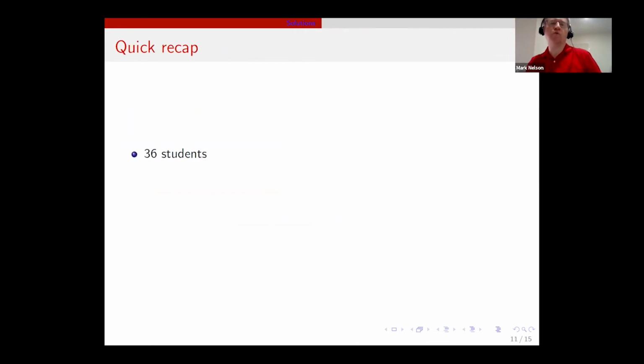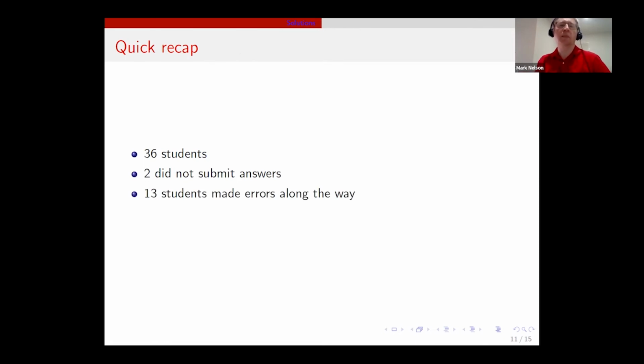Let's just have a quick recap. So I've got 36 students doing this question in an exam over 2 years. 2 students chose not to answer this question. 13 students made errors along the way. That meant that 21 students did everything correctly. So 21 students should have got the right answer. But I already mentioned that only 6 students got the right answer. What's happened to these other students?